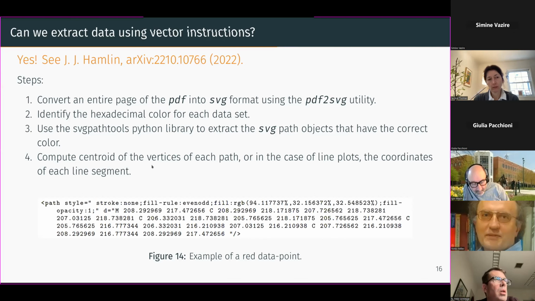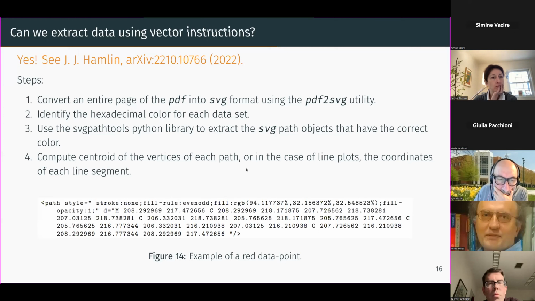You then compute the centroid of all those vertices of the path to find where the data point actually is. Or in some plots, you've simply got line segments, which are rendered as a single path with many different sets of coordinates in it. So here's an example of a red data point. Once you've got the file in SVG format, you can simply open it with a text editor and look at all the instructions. You can search for values with particular colors, and it becomes a puzzle. It's not straightforward, but you can do this.